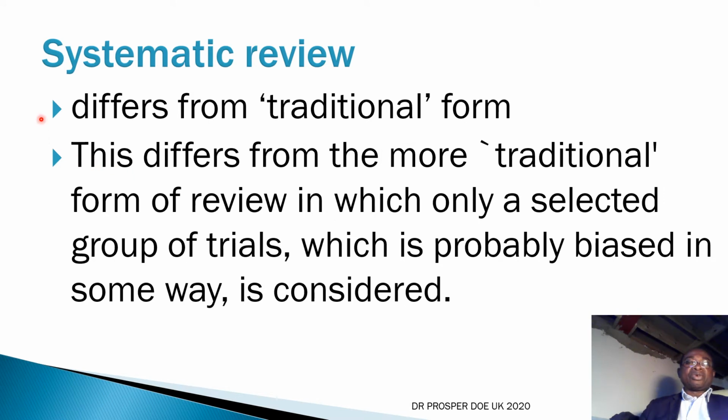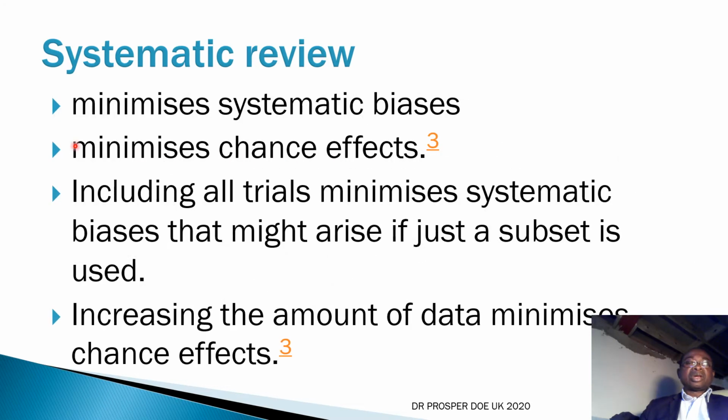The systematic review differs from the more traditional form of review, in which only a selected group of trials, which is probably biased in some way, is considered. A systematic review minimizes biases, and also minimizes chance effects, since it includes all trials and the amount of data minimizes chance effects.